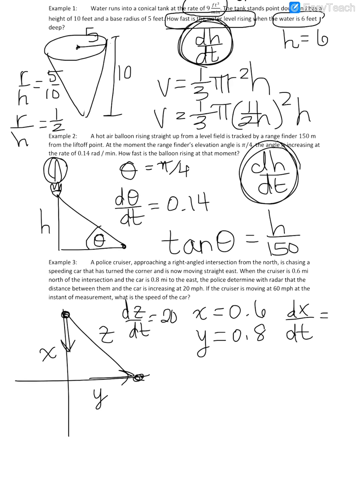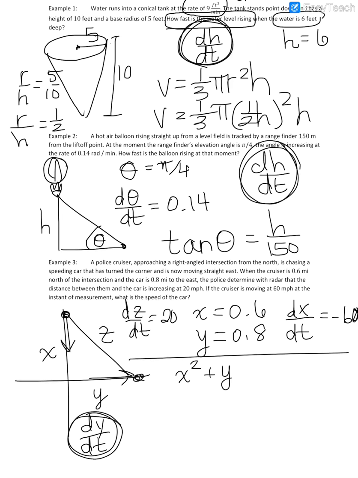Now we have to be careful here, because since x is going down, it's actually going to be negative 60. Remember, velocity can be positive or negative depending on if you're going forward or backward. Since this is kind of like an XY plane, and x is going down, it's going to be negative. And we want to know the speed of the car, so the speed of the car is going to be our dy/dt. That's what we're looking for. If you're looking at this triangle that we've drawn with x, y, and z, you should come up with the relationship x squared plus y squared equals z squared, the Pythagorean theorem.